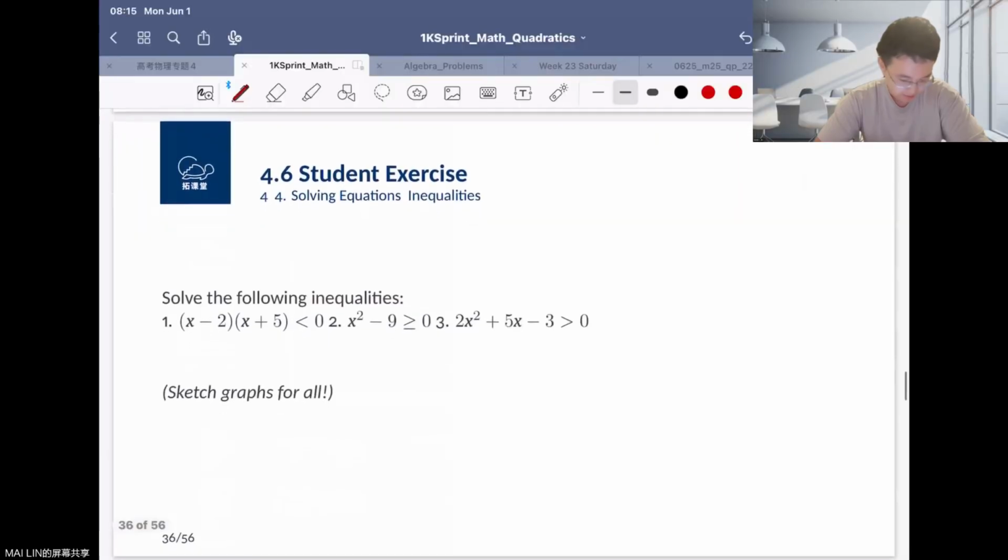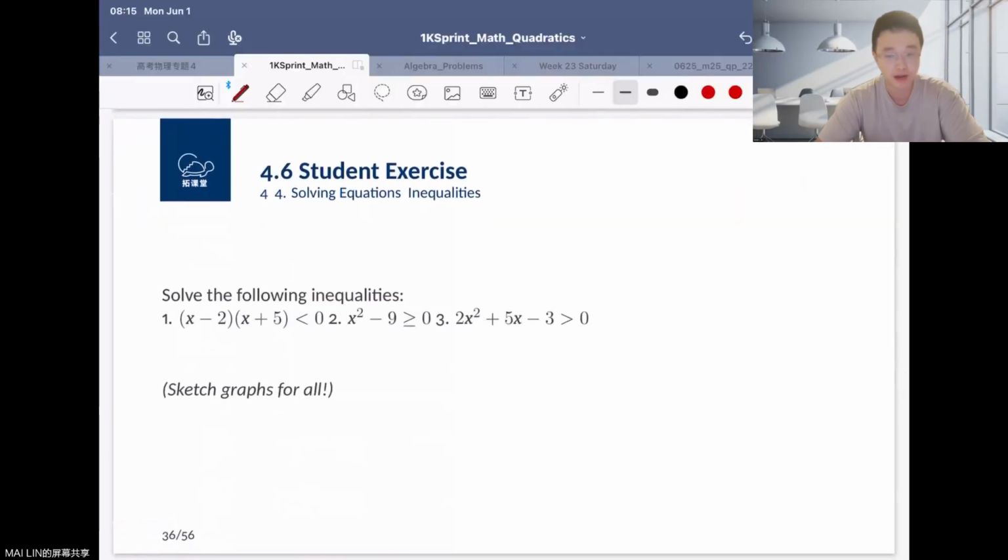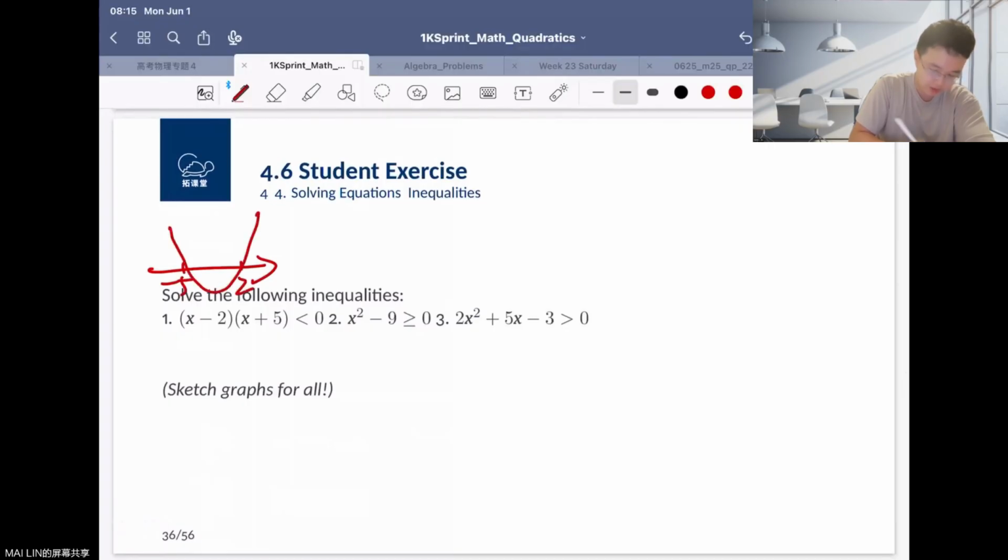And there's an exercise for you, so you can try solving them yourself, okay? So maybe for the first problem, x minus 2 times x plus 5 smaller than 0, okay? We can draw the graph like here, and set -5 here and 2 here, right? So it is also a U-shaped graph. It is smaller than 0, so it is the purple region, okay? So here we can set x bigger than -5 and smaller than 2, okay?